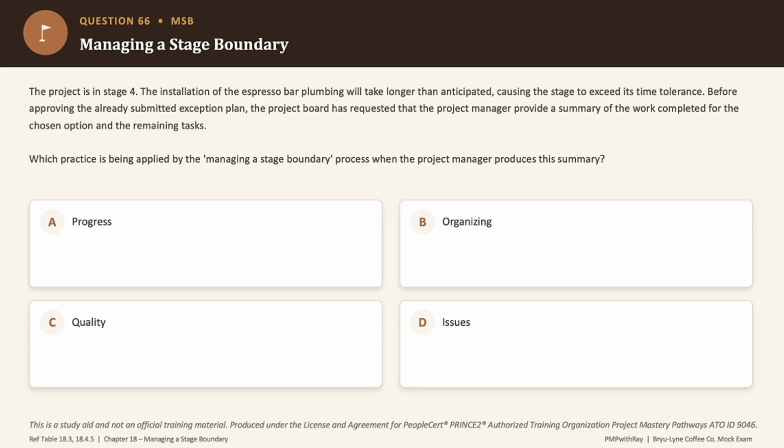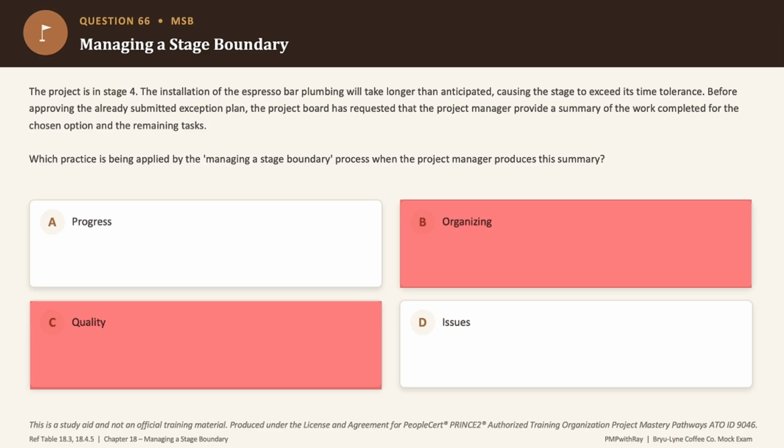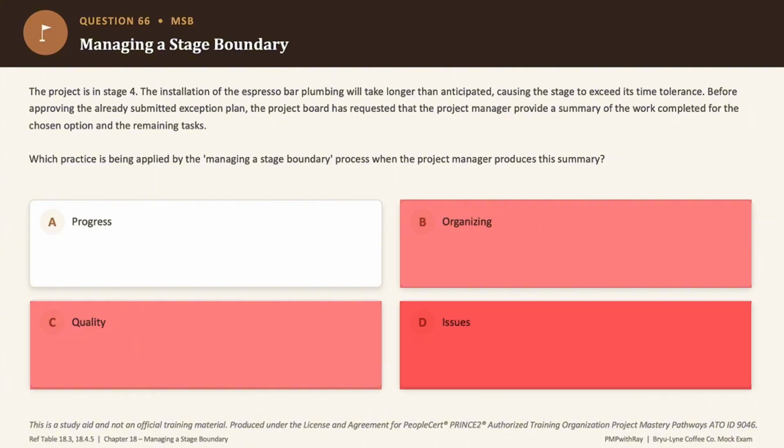Now, if you look at option B, organizing is about team structure and roles, nothing to do with summarizing the progress, so that does not fit, an incorrect answer choice. Looking at option C, quality is about whether products meet specifications. That is not what is being asked here as part of this scenario. So an incorrect answer choice. Option D, issues is about resolving the deviations, which has already happened, but producing a summary report is not the same as raising or resolving an issue. So an incorrect answer choice as well.